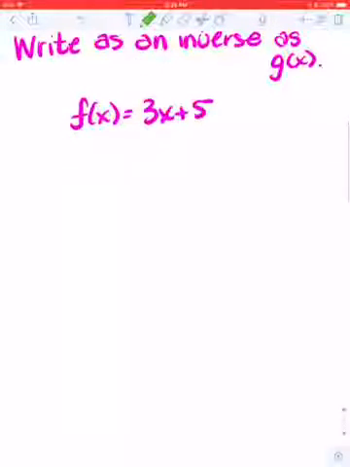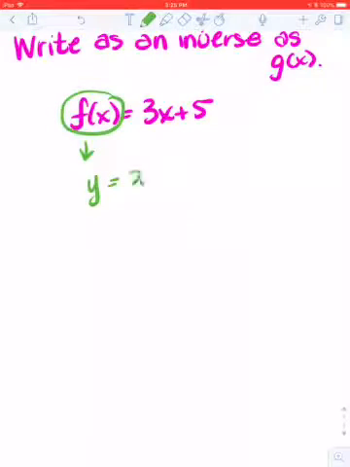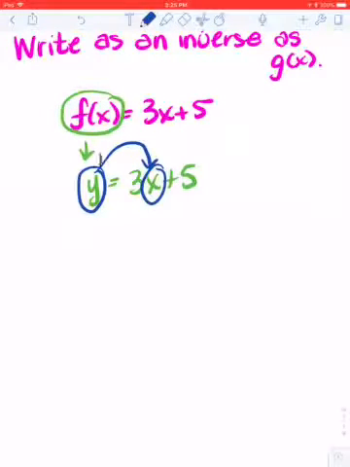Okay, let's try one more. So f of x equals 3x plus 5. So first piece is to get rid of that and put y in its spot. Then we're going to take x and y and switch them. And then get it back in y equals form.